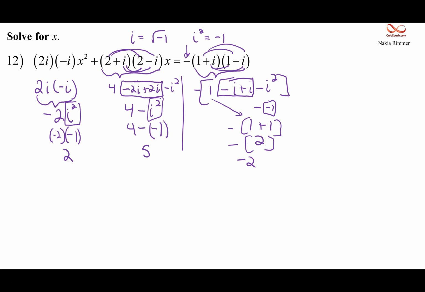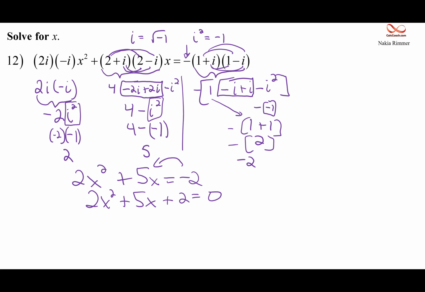So it just looks scary, but it's not that bad. You end up with a quadratic. It is 2x squared plus 5x, and that's equal to a negative 2. What are we going to do with this? We are going to solve it using the quadratic formula, or maybe it's factorable. Let's see. Let's move the 2 over and have 2x squared plus 5x plus 2 equals 0.